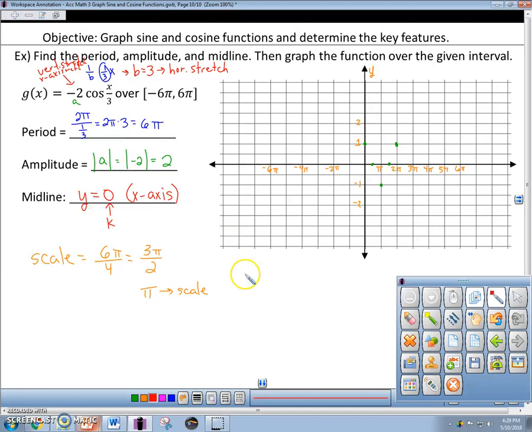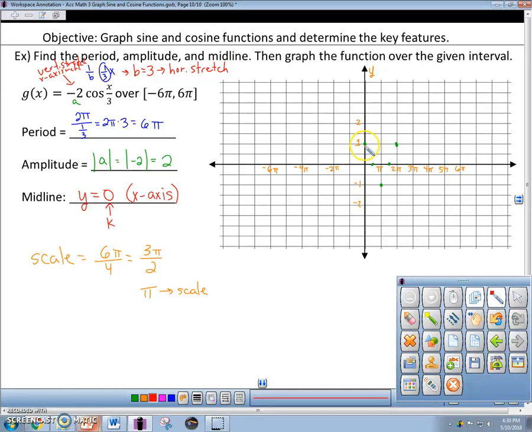All right, so you can do your vertical stretch and reflection first and then do your horizontal stretch, or you can do your horizontal stretch first and then do the vertical step. It's your choice. Either way will work. So for example, let's take this point right here of (0, 1).